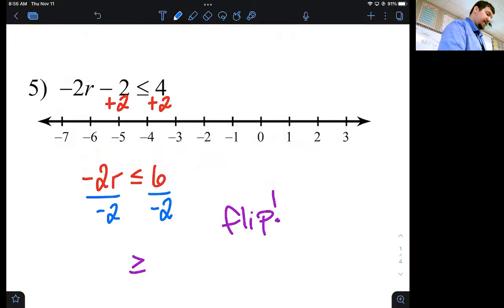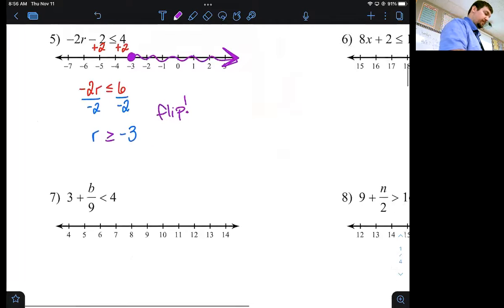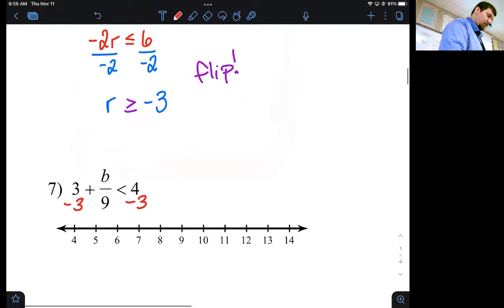Thomas, what is 6 divided by -2? There we go. So we're still going to put a closed circle around the -3, but since we had to flip the sign, that means r is now bigger or smaller? Bigger, greater. So yeah, I'm shading to the right. Number 7. Parker, what's our cousin Eddie term? Okay, so put a -3 on both sides. Parker, what's 4 minus 3? 1. So b divided by 9 is less than 1.